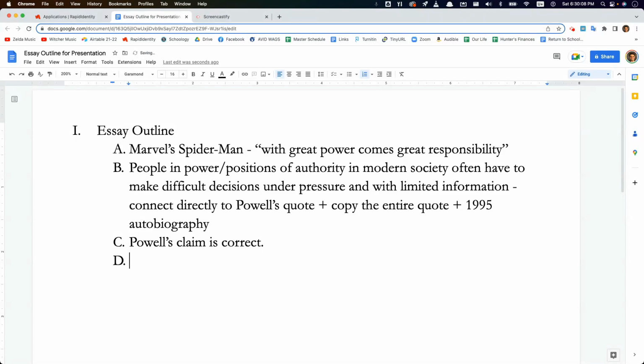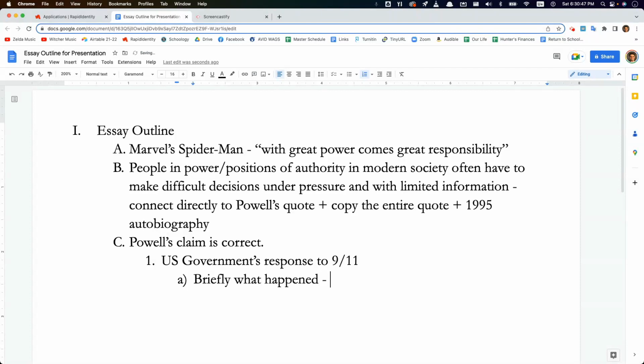And then my subclaims. My first one is, I think I would go with an evidence-based subclaim here. It just seems easier to me that way. I would want to talk about the U.S. government's response to 9/11. And then in my outline, I don't want to write out all my reasoning, but I might talk about how, first of all, briefly, what happened. That might actually fall under the context piece, technically before evidence.